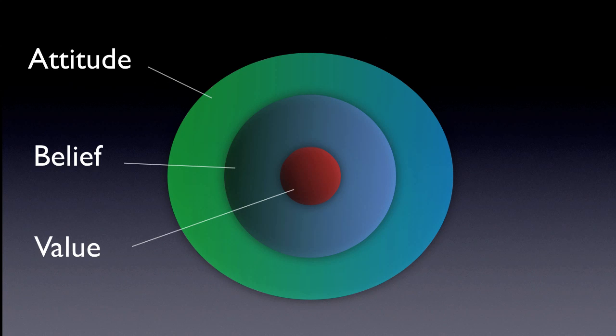On the outside, you have attitudes. Those are easier to influence. Inside the attitude, you have belief. They're harder to influence. And one of the most difficult things to influence are values.